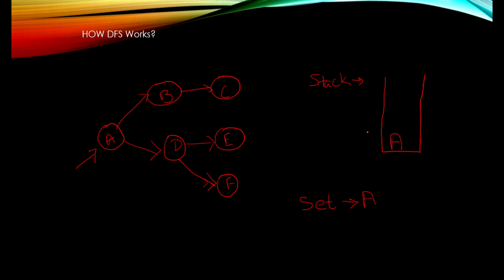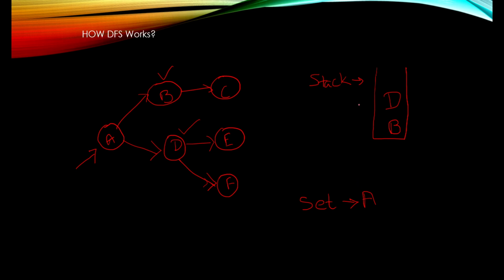Now next I need to pop this out of the stack and check the neighbors, or what are the adjacent of A. In this case we see that the adjacent of A are B and D. Since we have popped A from the stack, let me redraw the stack here. The stack was empty, and in any order I can add B or D to my stack. So I will say first I added B and then I added D to my stack, and since A was popped, A is added to the set.